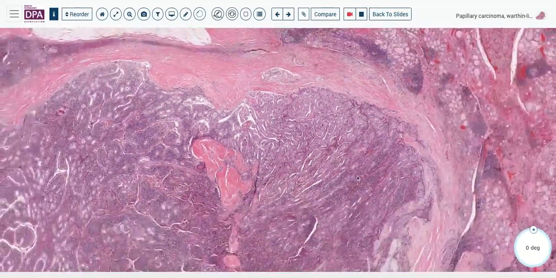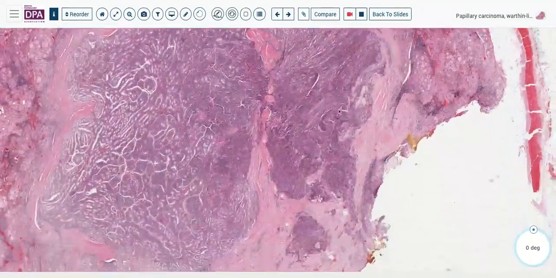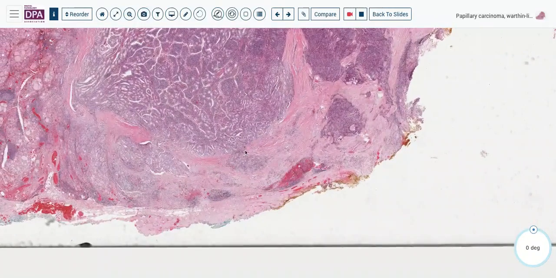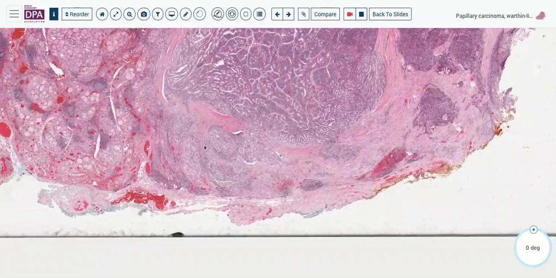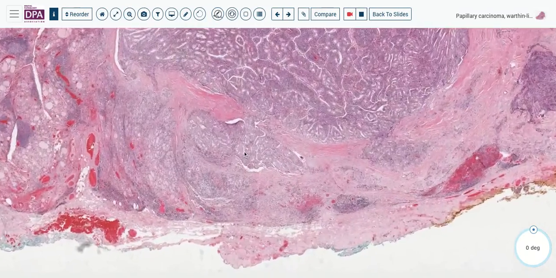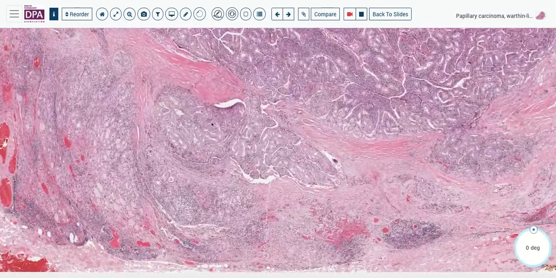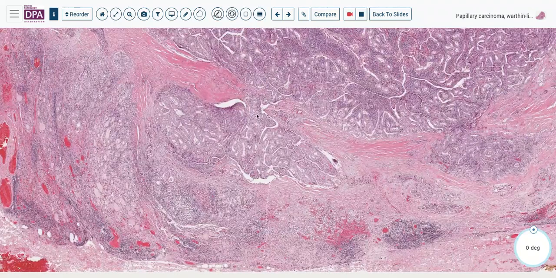So finding and examining the whole thing and seeing where the features are here. Again, nice example of invasion through the capsule into the surrounding thyroid tissue. Nice little break there with this mushroom cap type of appearance outside the capsule.